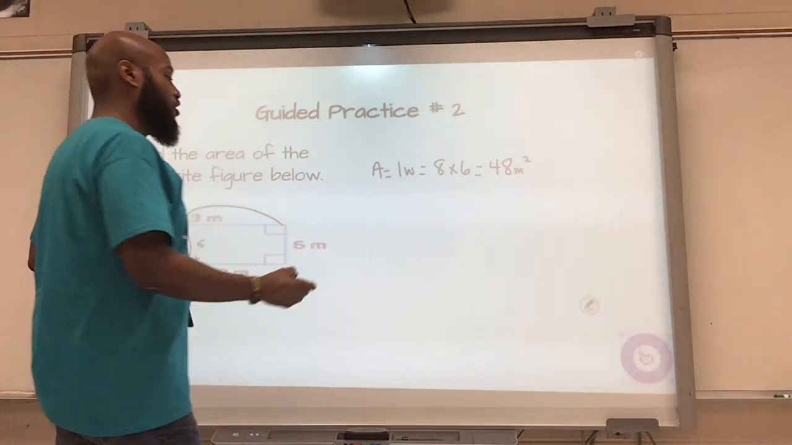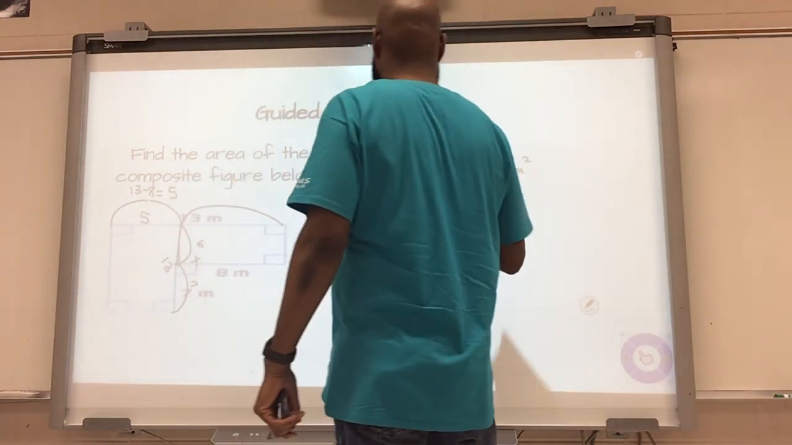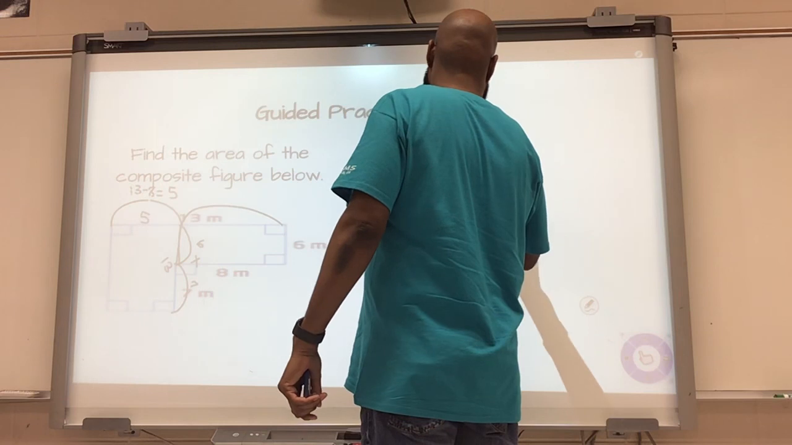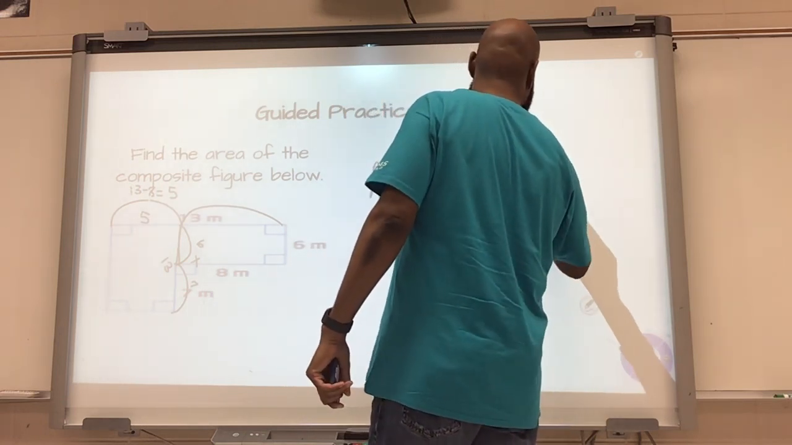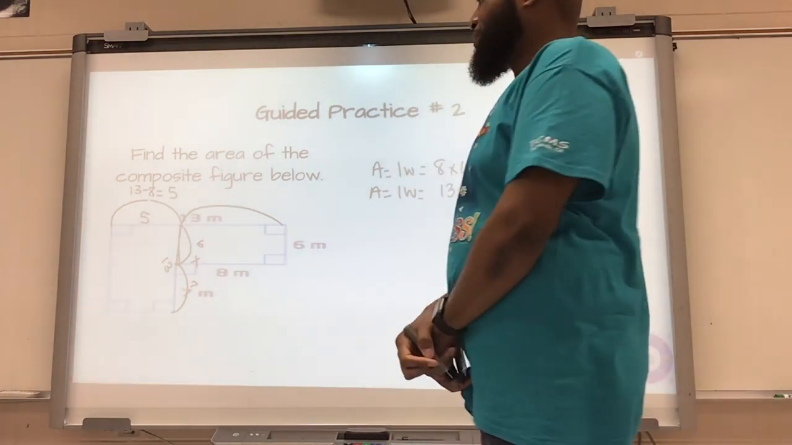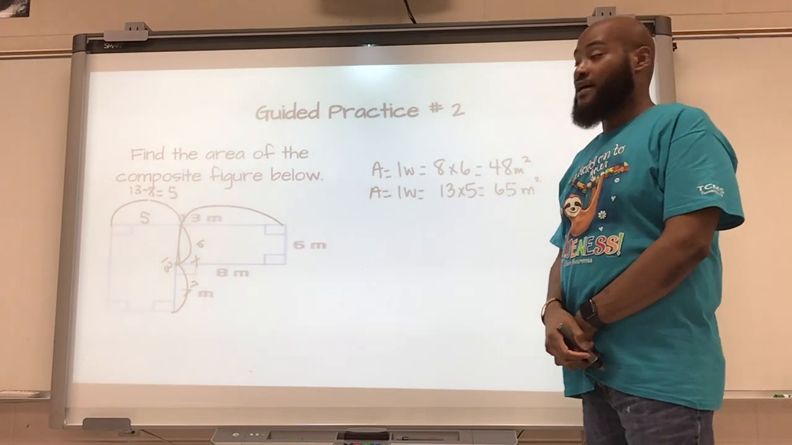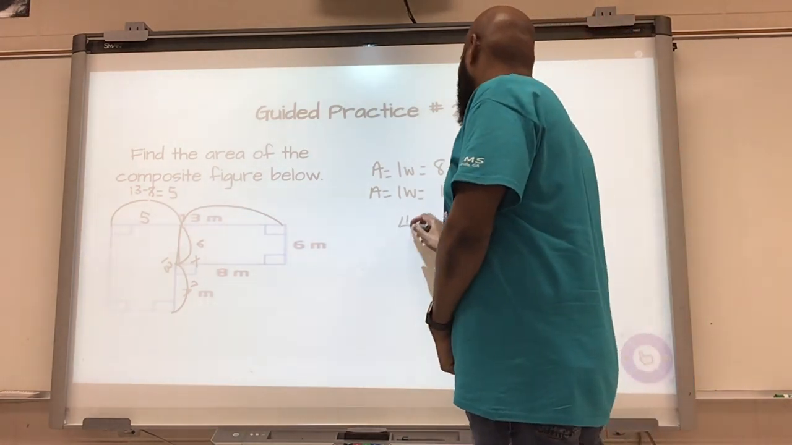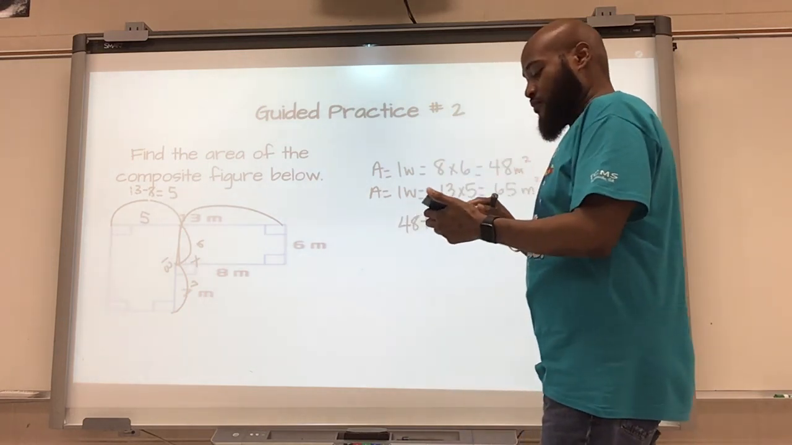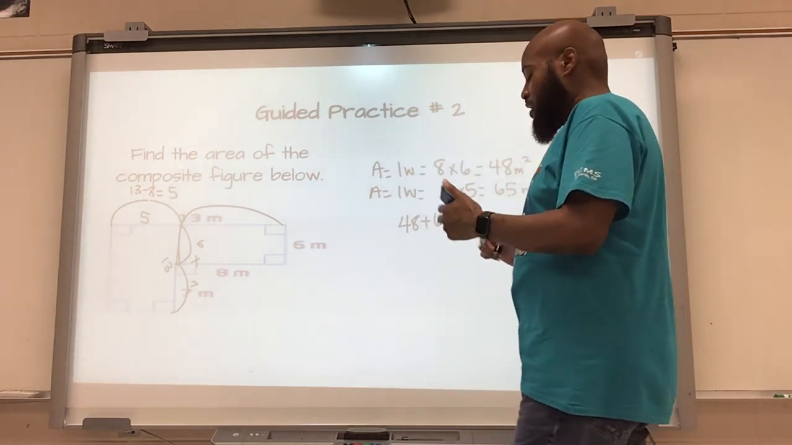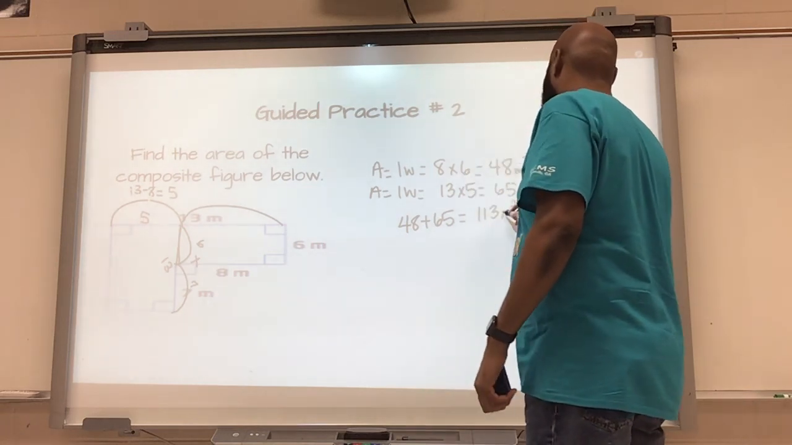So we apply the formula again. Area equals length times width. We're going to take 13 times 5, which equals 65 meters squared. We still are not finished. We have to add them together. So we're going to take 48 plus 65, and you will get 113 meters squared.